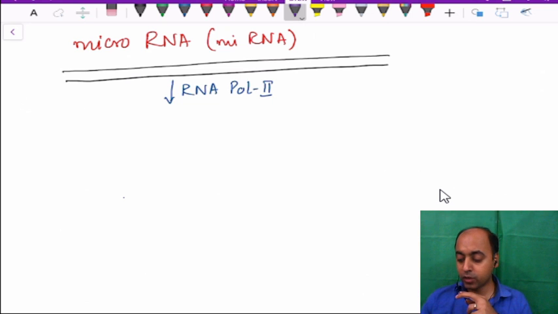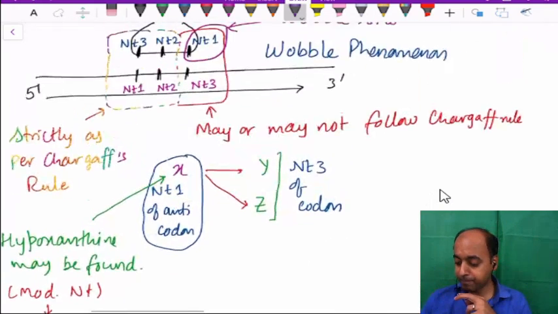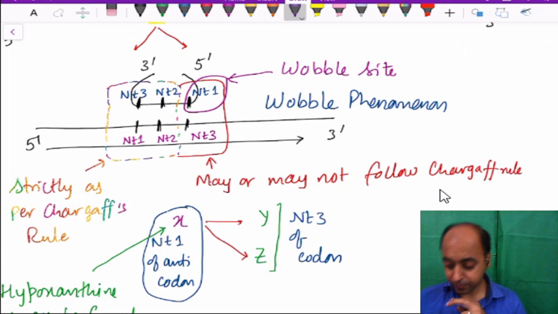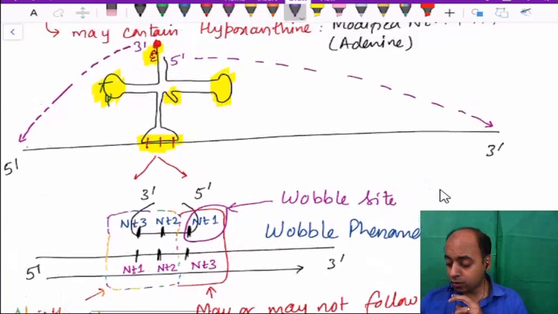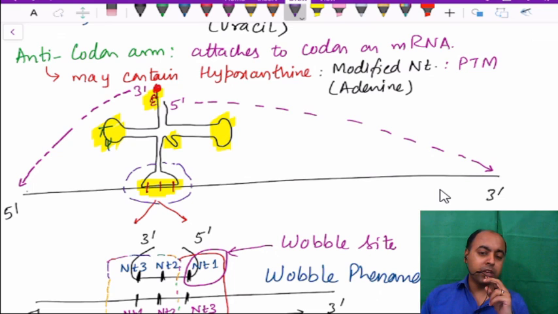Okay, before I go to microRNA, you want me to describe the wobble phenomena. I'll quickly describe the wobble phenomena. See, we said that the codon and anticodon will pair up. And we expect this pairing to follow the Chargaff rule. We have said the nucleotides pair up as per the Chargaff rule. The A will combine with U, U will combine with A in RNA, G will combine with C, C will combine with G. So this is the expectation that the Chargaff rule will be followed.